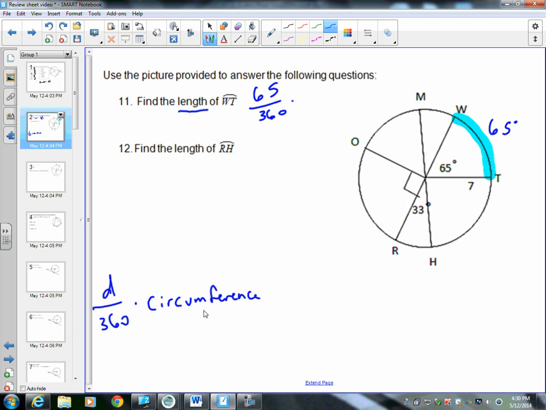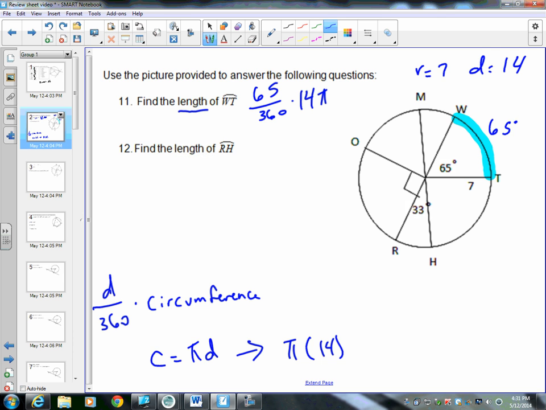What is circumference? Circumference is, again, all the way around the circle. It's the perimeter of the circle, and the equation for circumference is pi times diameter. Well, what's the diameter? I can see this segment right here is 7, and this is what we call a radius, from the center of the circle to the edge. So the radius is 7. That means the diameter is multiplied by 2, so 14. So the circumference in this case is pi times the diameter of 14, which is 14 pi.